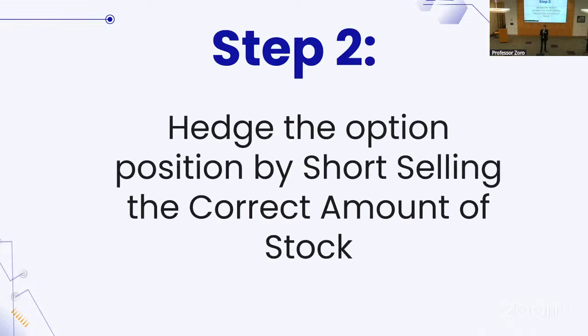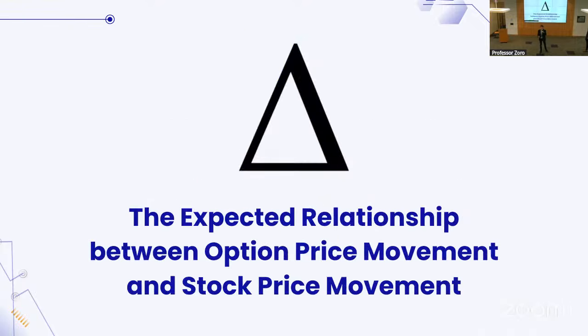So we need to hedge our option position, our call option position, with a short stock position. And it's very important that we hedge by shorting the correct amount. And how do we decide the correct amount? Well, we have to look at the delta of the option. The delta is the expected relationship between the option price movement and the stock price movement.